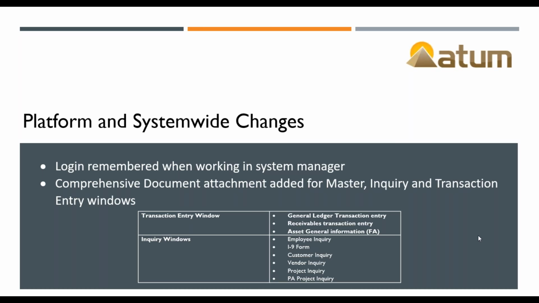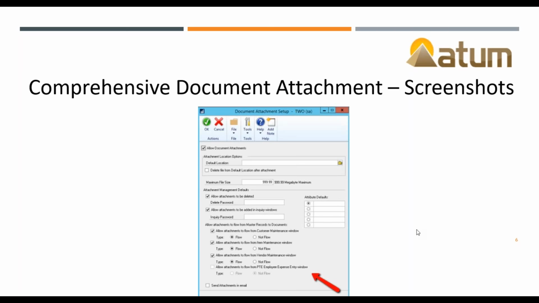So what I will do is show you how to first enable it and then what it looks like on the individual screen. So again, just like before, you'd come in here and click the radio button to allow document attachment. At the bottom here, you can also choose whether or not you want the documents to flow from master to document. Of course, once it's enabled, I'll show you what it looks like.